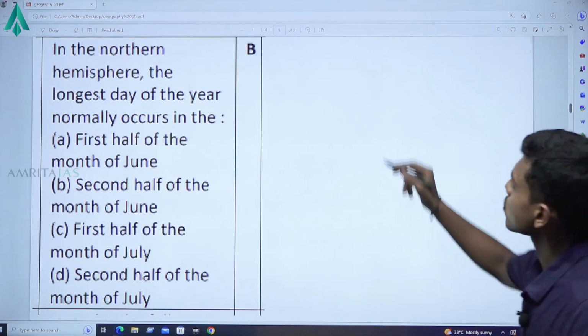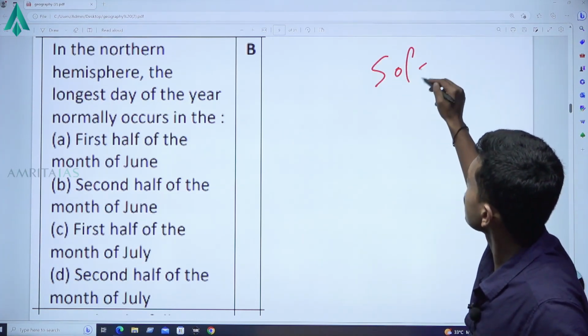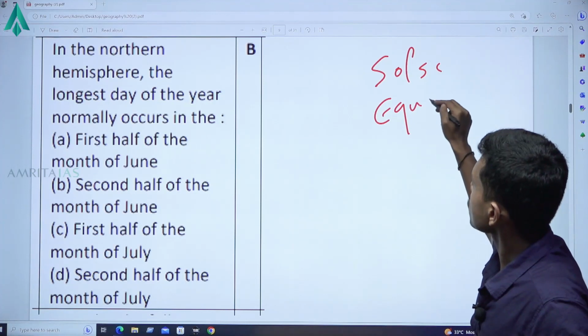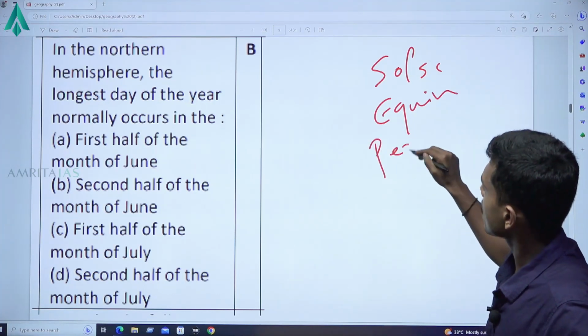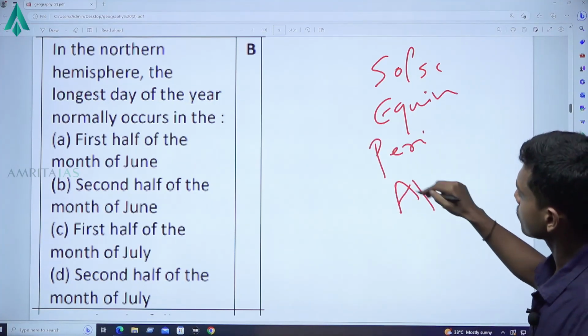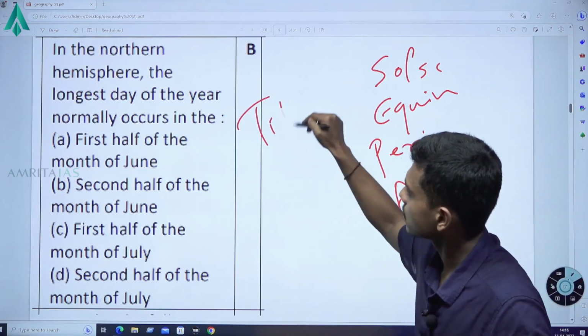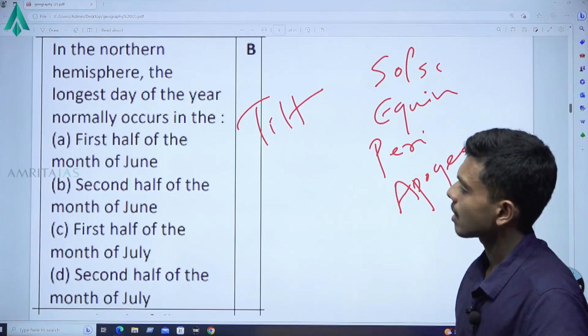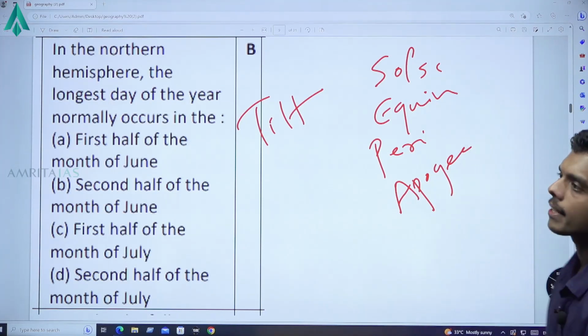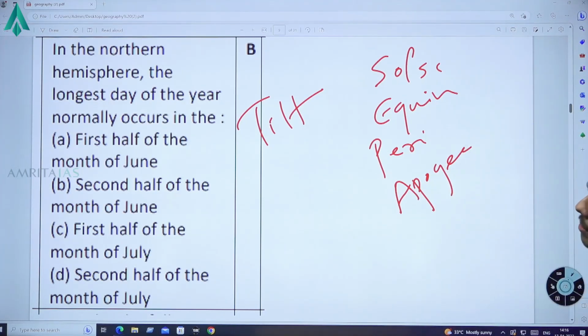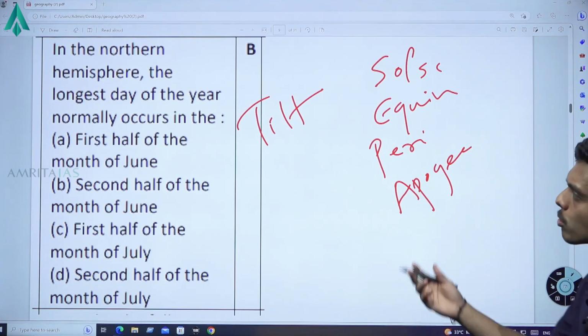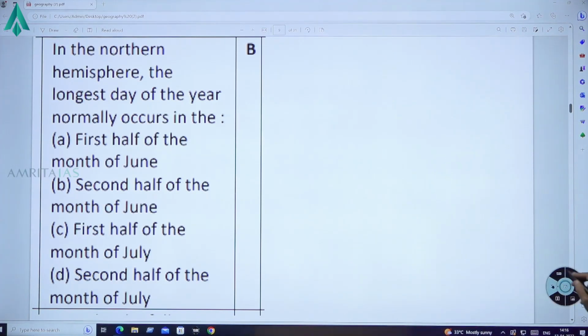So this question is a static world geography question. Here they are asking about the solstice, equinox. So other concepts like perigee, apogee, tilt of the earth, basic concepts regarding the seasons, everything you should be knowing. Earlier they had also asked a similar question. This question has a link with the PYQ actually.